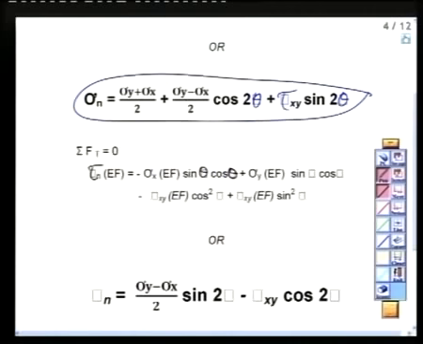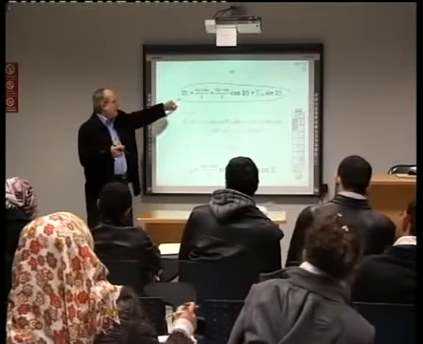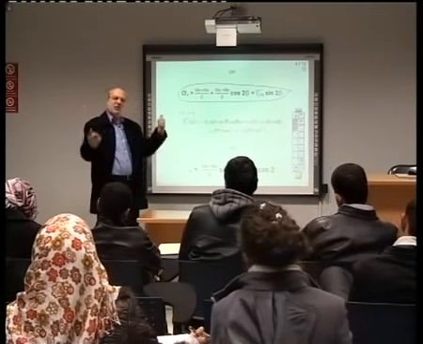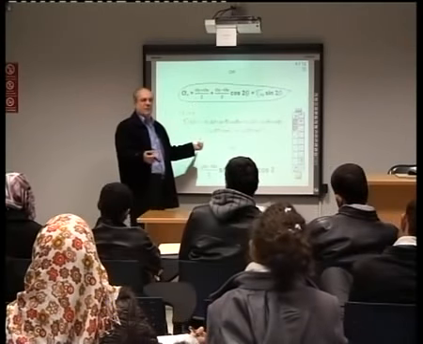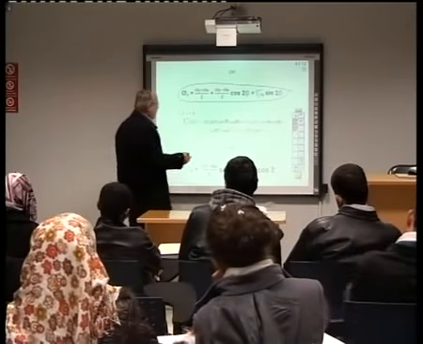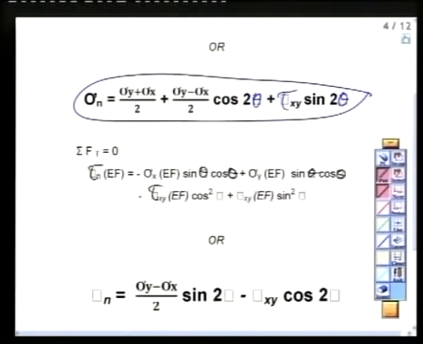The same way, it was minus sigma y, so it will be plus sigma y, EF sine theta cosine theta. Now the tau force, there are two forces. In the previous example they were in the same direction, but here one goes in one direction and the other goes in the other direction. So we cannot put them as 2 tau xy. We have to put one of them minus, one of them plus. Minus tau xy EF cosine square theta plus tau xy EF sine square theta.